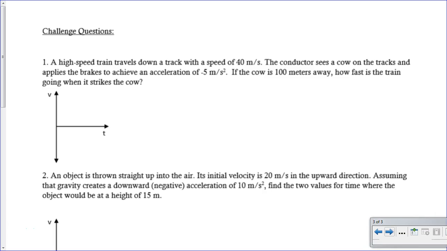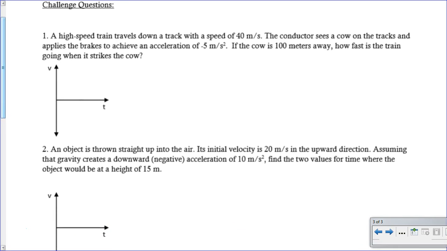Okay, going on to these really pretty confusing and hard problems on the back. What we're given here is a high-speed train travels down a track with a speed of 40 meters per second. The conductor sees a cow on the tracks, applies the brakes to achieve an acceleration of negative 5 meters per second squared. If the cow is 100 meters away, how fast is the train going when it strikes the cow?